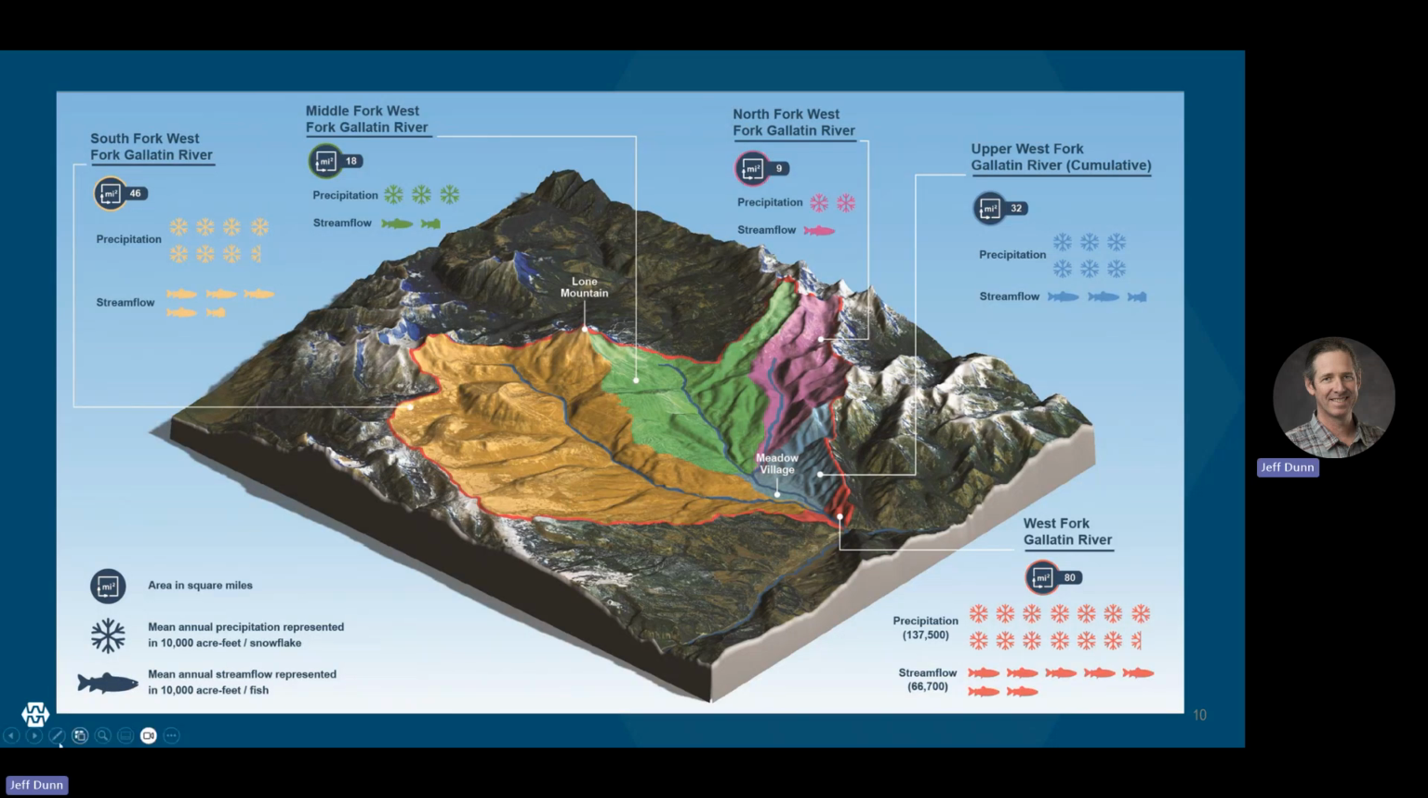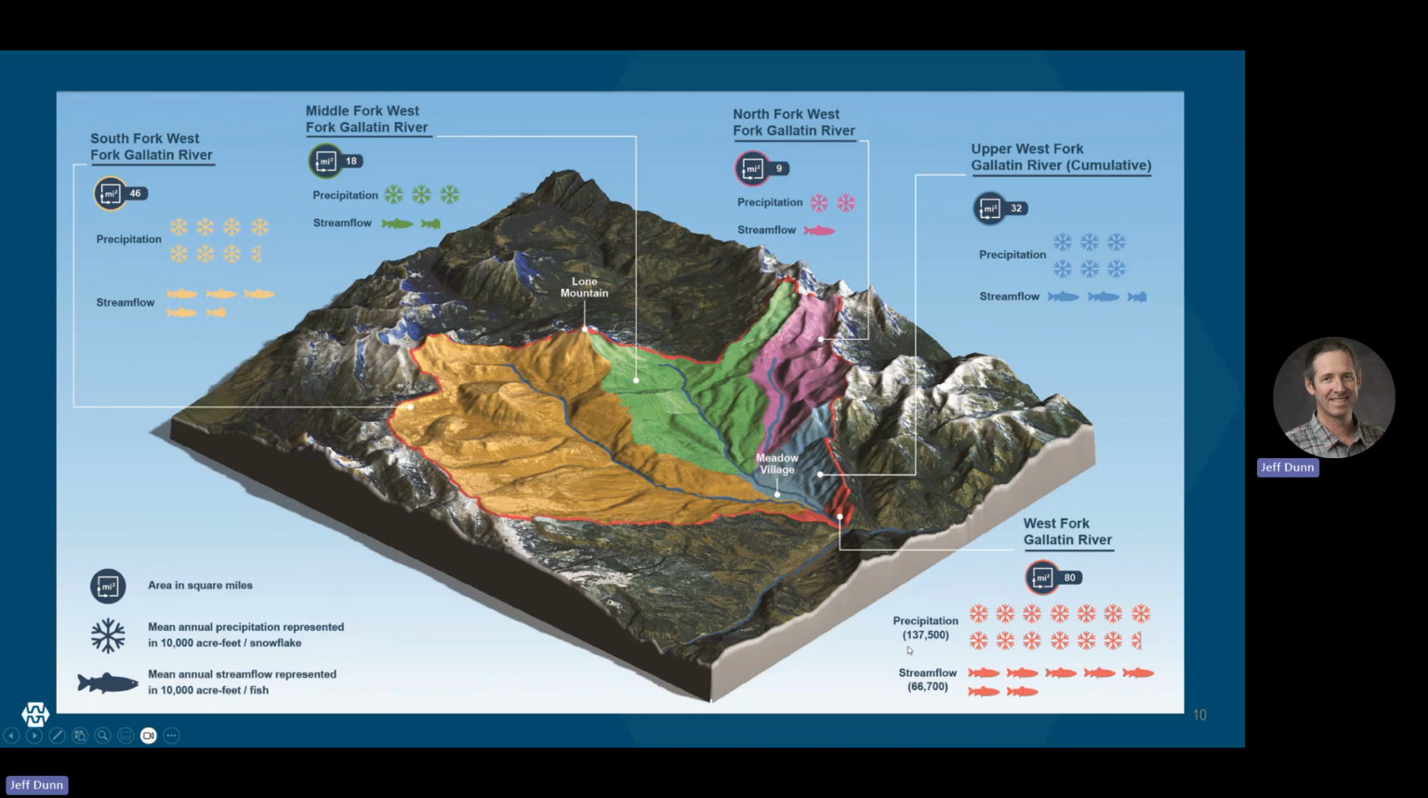Looking at this schematically, one snowflake represents a mean annual precipitation of 10,000 acre-feet and one fish represents a mean annual stream flow of 10,000 acre-feet. The South Fork, West Fork in yellow is the largest, accumulating the most snow and providing the most stream flow. The North Fork, West Fork is the smallest, but relative to its size, it accumulates the most precipitation.